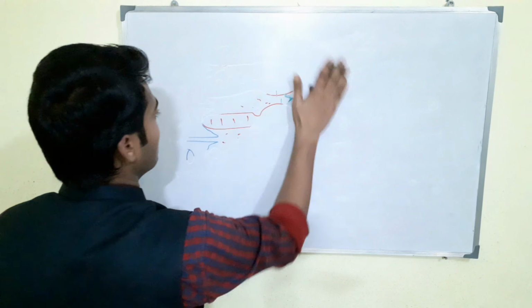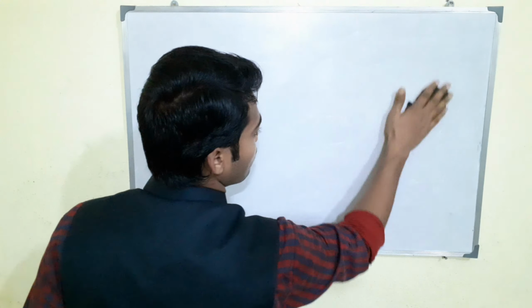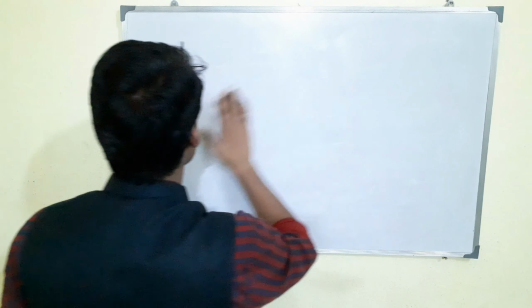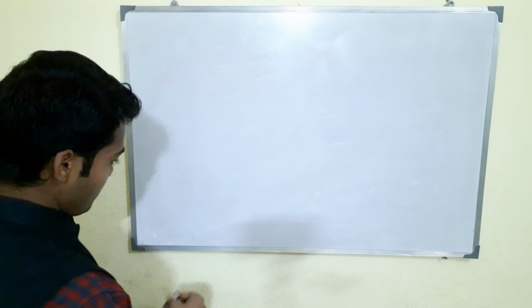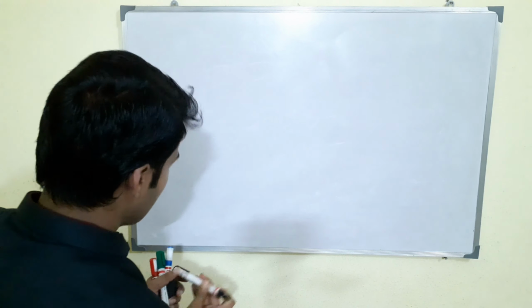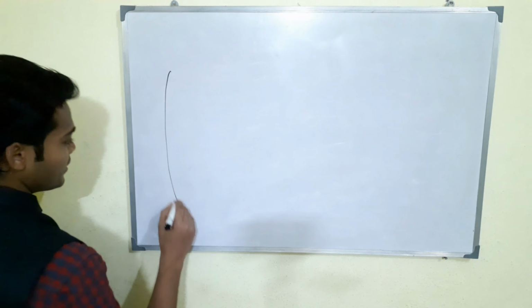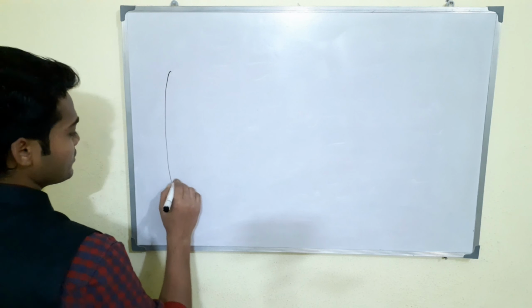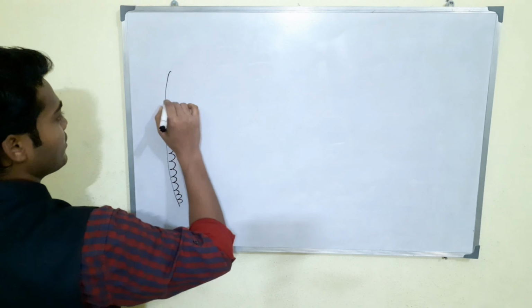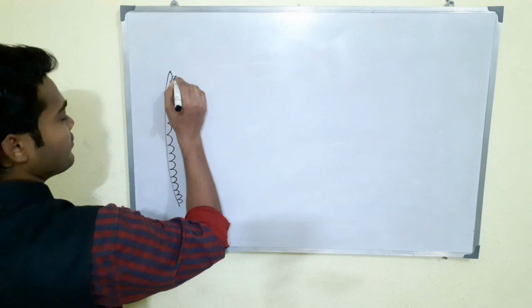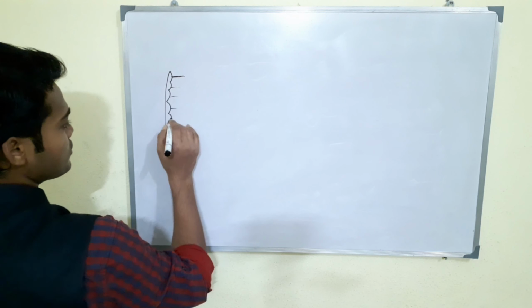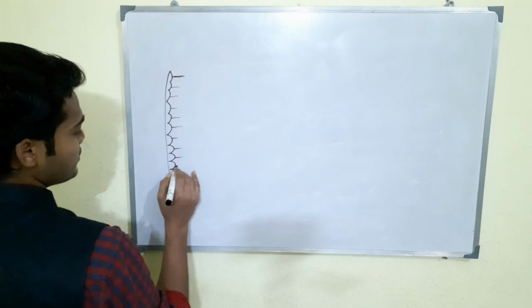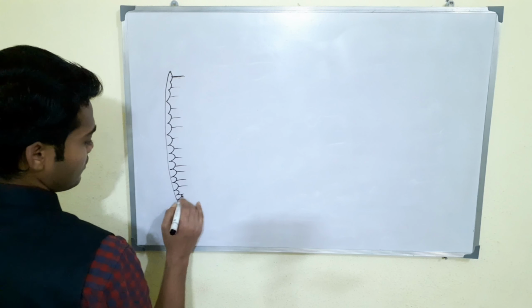If you are getting confused at this point, I will draw it separately here. Just assume this is the outer pigmented epithelium layer, right? Then after that here are the rod and cone cells, right? This is the rod and cone cell layer.